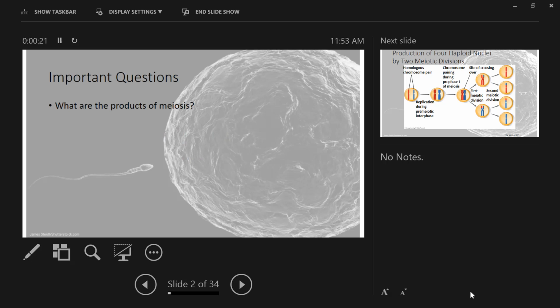So first question we need to deal with, what are the products of meiosis? We already know what the products of mitosis are, right? The products of mitosis are two genetically identical nuclei. And if mitosis and cytokinesis both happen, your products are two genetically identical daughter cells. That is not what the products of meiosis are.